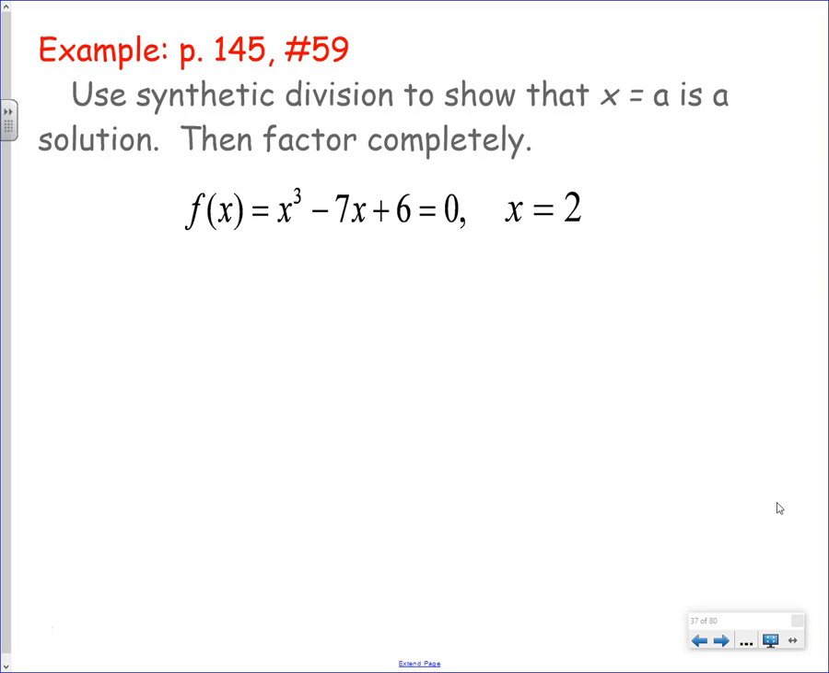This question goes a little bit in the opposite direction, because this one says, use synthetic division to show that x equals a is a solution. Now, I'll show you what that really is talking about in just a second, but first of all, we know it says use synthetic division, so we're like, whatever, we get practice, right? How do we do synthetic division? Did you guys get it from the example that you copied down?